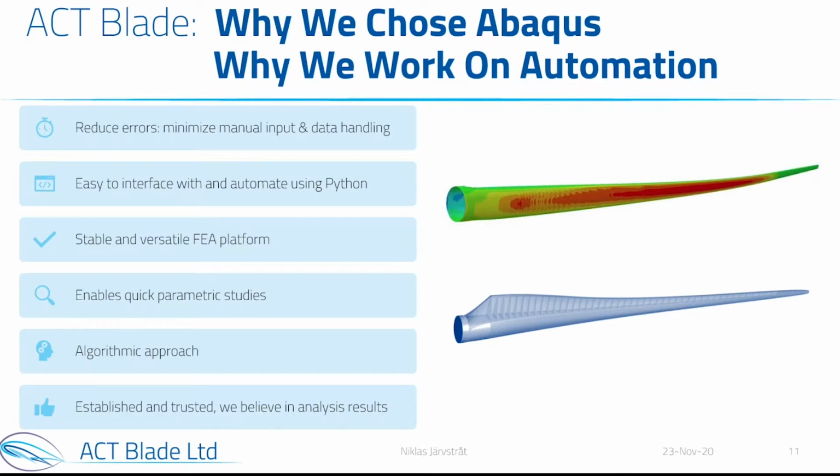Why we chose Abaqus and why we work on automation? Well, the main reasons are really that with the automation, it helps us reduce the errors by minimizing manual entry and handling of data. The Python script options within Abaqus are really suited very well to the work that we're doing and are generally pretty easy to use. They enable us to do a quick turnaround for parametric studies and explore different design options and enable us to have an algorithmic approach to FEA-driven design tasks. And for us, using Abaqus is essentially using a well-established and trusted FEA package so that we have good levels of confidence in our results as quickly as possible.